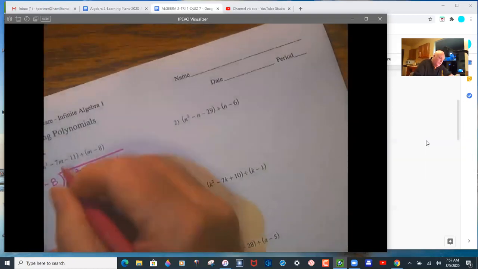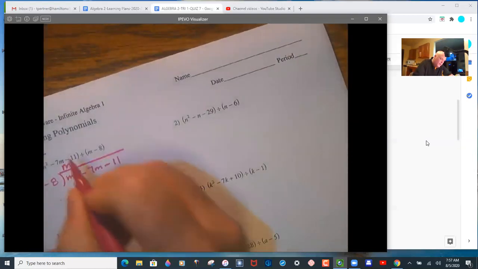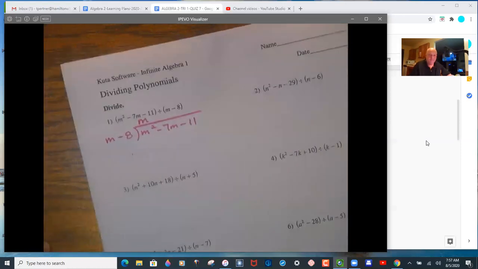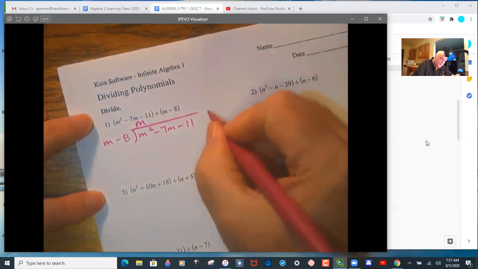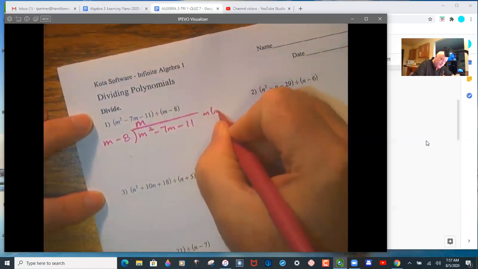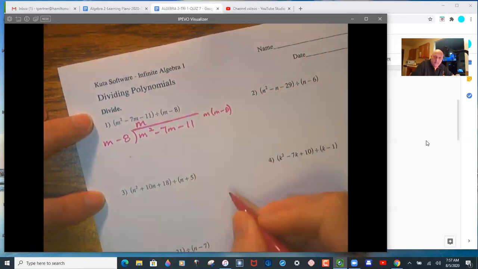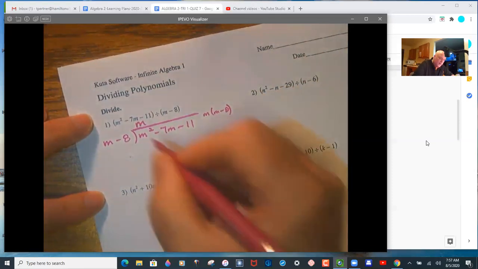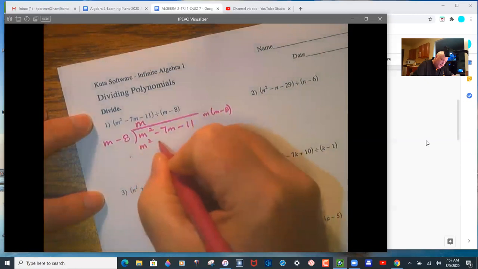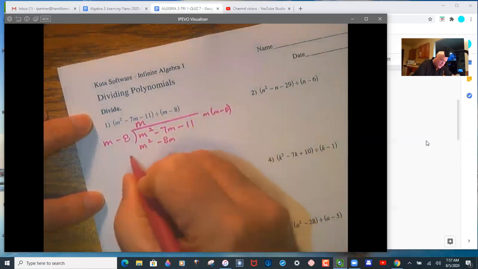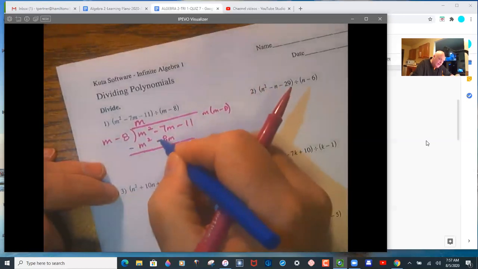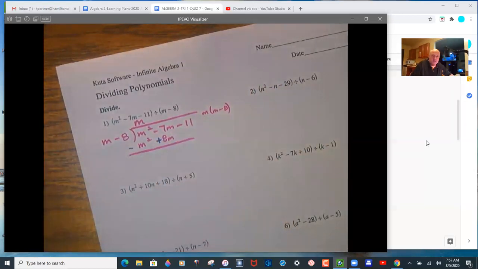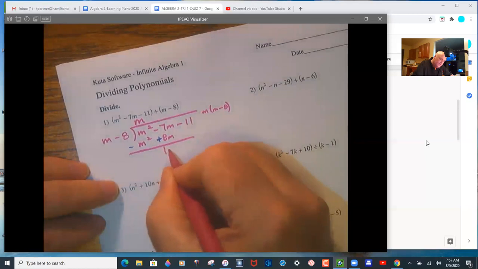So long division is what you think. M into m squared goes m times. So you think about m times what is m squared. And then you just do a little aside here and do the product. M times m minus 8 is m squared minus 8m. We're going to write it underneath here. We're going to draw the line, and we're going to change the sign and add.